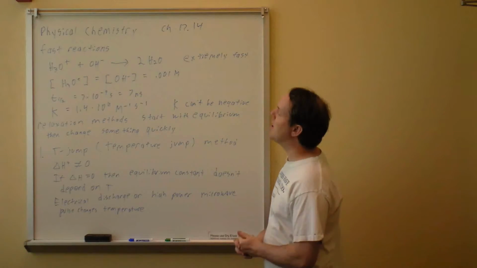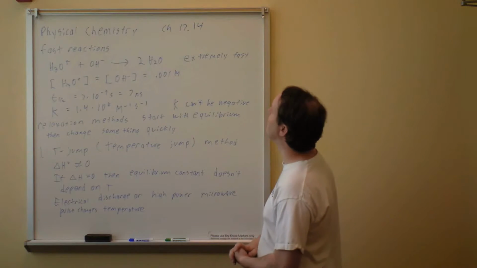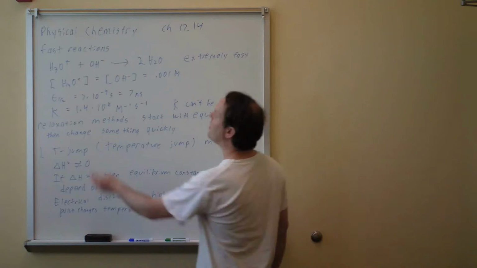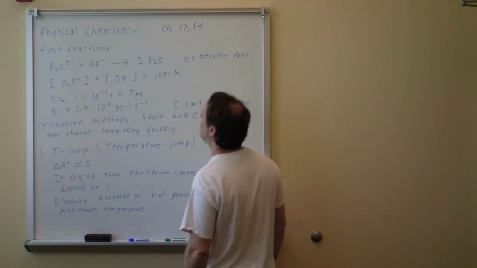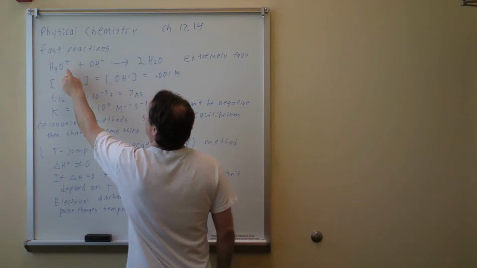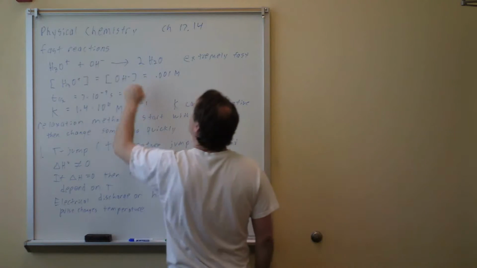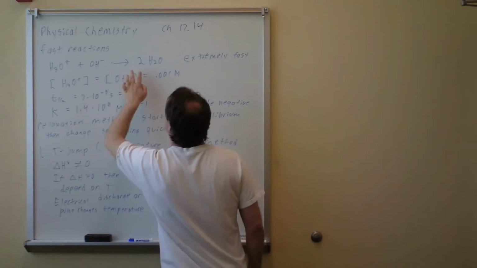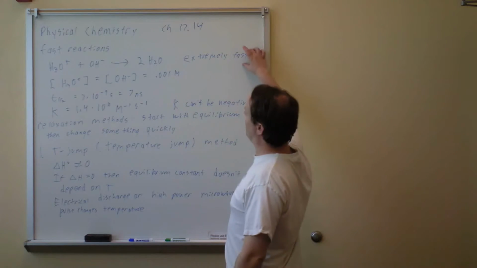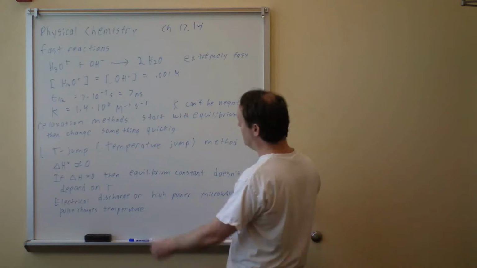Coming up next, now we're talking about physical chemistry, chapter 17. We're in section 14. We're talking about fast reactions now. Let's talk about a reaction, hopefully you've already heard of it by now, in water. You've got the H3O plus hydronium ions and OH negative hydroxide ions recombining to make 2 H2O. This is an extremely fast reaction.